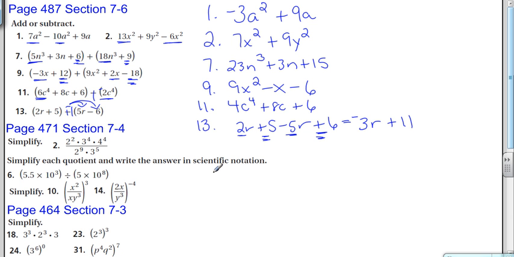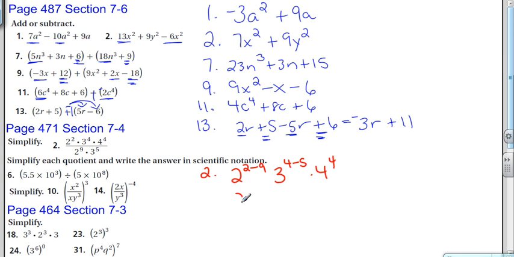Okay, for the next section, number 2, I have to simplify that. Well, I know when I divide like bases, I keep the base and I can subtract the exponents. So 2 to the 2nd divided by 2 to the 9th, I can just keep the 2 and subtract 2 and 9. For 3 to the 4th divided by 3 to the 5th, I keep the 3 and I subtract 4 minus 5. And there's nothing I can do with 4 to the 4th.